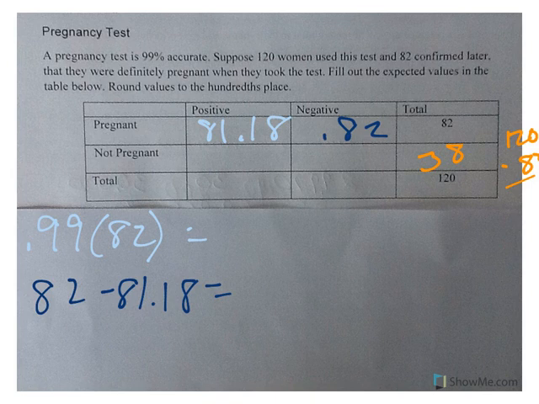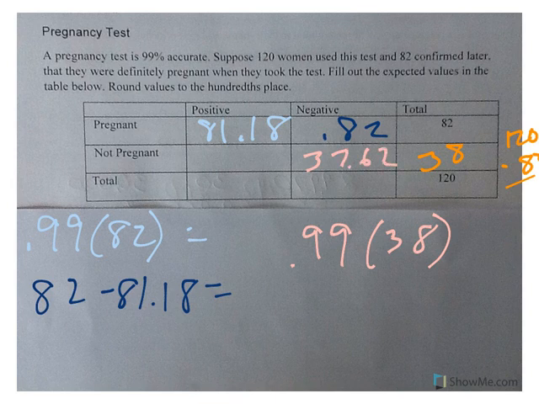Let's go to my not pregnant. If you're not pregnant, we would expect to test negative. So 0.99 times the 38 is going to go in the pink X spot here. So 0.99 times 38 gives me 37.62. And if I had 38 who were not pregnant and 37.62 tested negative, that means 0.38 tested positive.